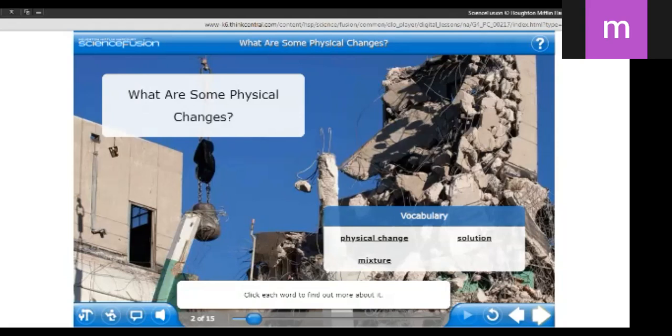and they're trying to fix it. So you can see a destroyed building. So, okay. Let's see the first definition for this lesson.